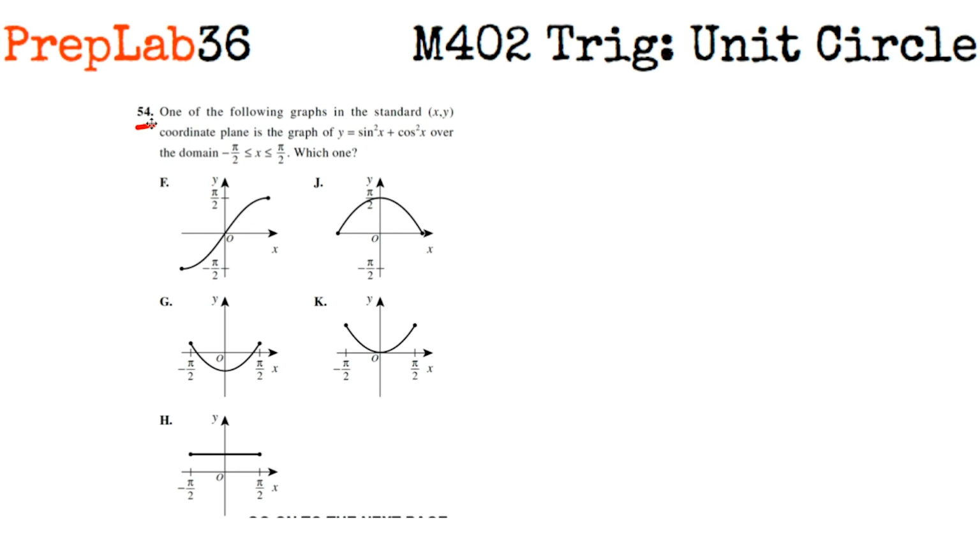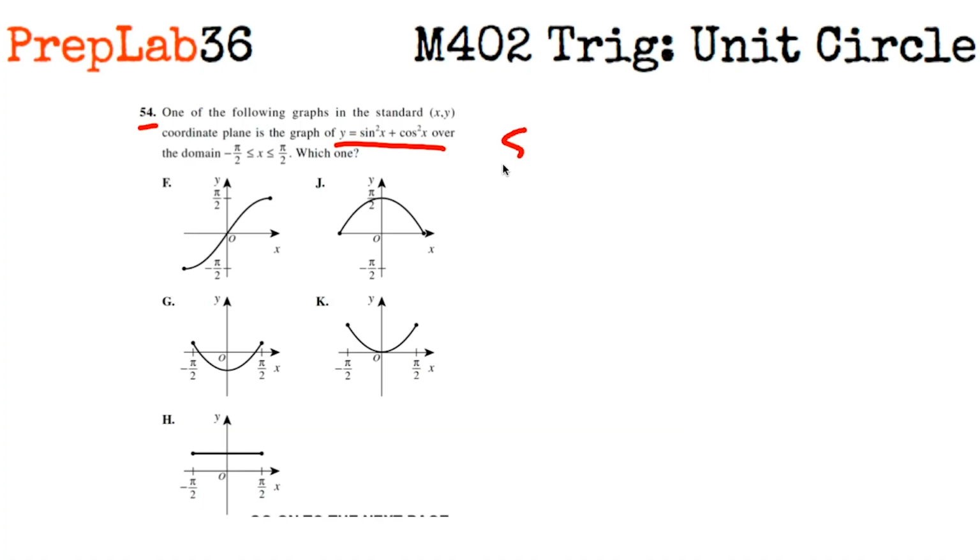Here's another problem. It's a 54. These are supposed to be really hard. And it says, which of the following graphs in the standard xy coordinate plane is the graph of y equals sine squared plus cosine squared? If you watch the unit circle one, or you've taken trigonometry, you know that sine squared plus cosine squared is always equal to 1. The answer is H, because it's always 1.